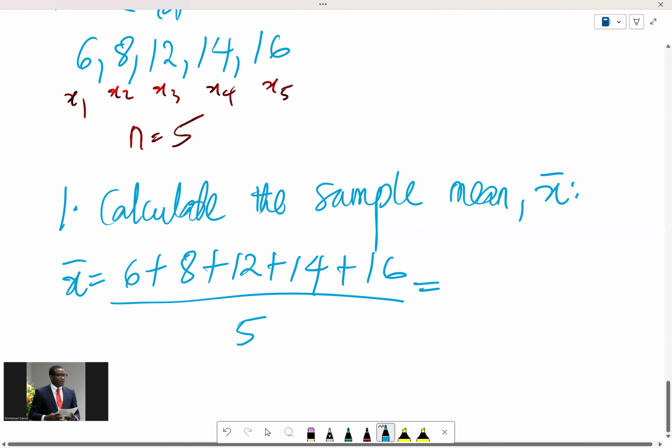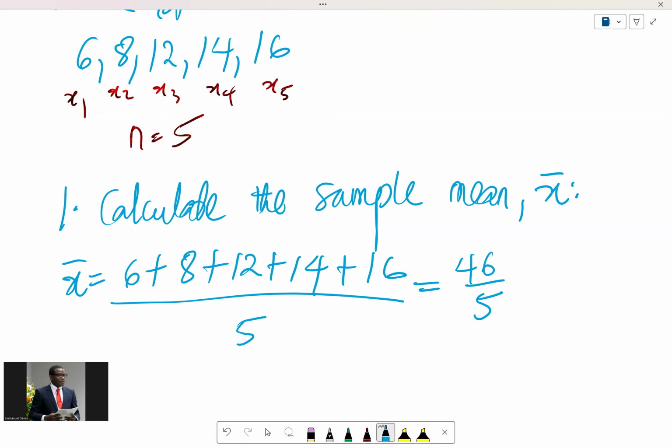6 plus 8 is 14. 14 plus 12 is 26. 26 plus 14 is 30. 30 plus 16 is 46, divided by 5. Is that correct? 6 plus 8 is 14. 14 plus 12 is 26. 26 plus 14 is 40, actually 40. 40 plus 16 is 56.